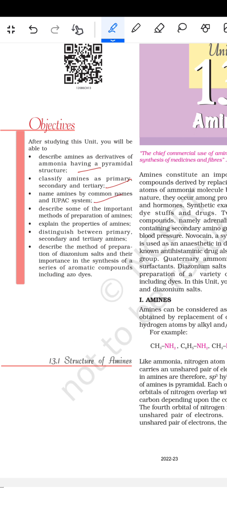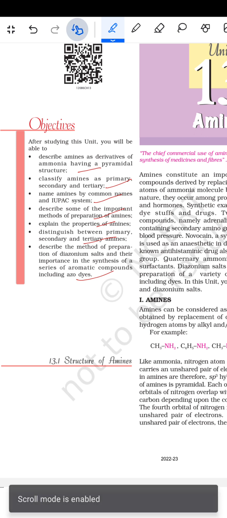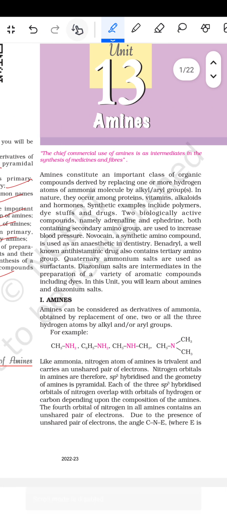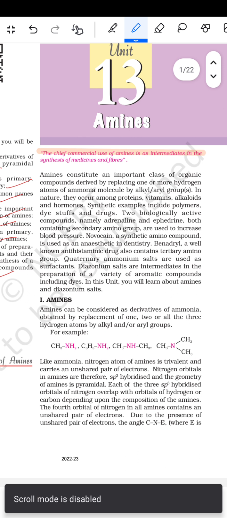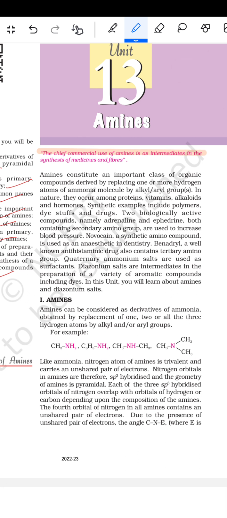Describe some of the important methods of preparation of the amines. Explain the properties of the amines used to distinguish between primary, secondary, and tertiary amines. Describe the method of preparation of diazonium salts and their importance in the synthesis of a series of aromatic compounds, including the azo dyes. Now, the chief commercial use of the amines is as intermediates in the synthesis of medicines and fibers.